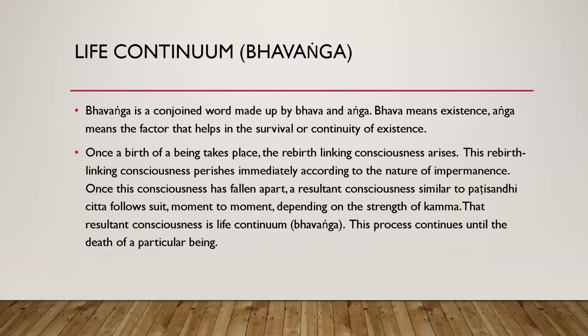So the second one is life continuum, bhavanga. Bhavanga is a conjoined word made up of bhava and anga. Bhava means existence, anga means the factor that helps in the survival or continuity of existence. Once the birth of a being takes place, the rebirth linking consciousness arises. The rebirth linking consciousness perishes immediately according to the nature of impermanence. Once this consciousness has fallen apart, a resultant consciousness similar to Patisandhi follows suit moment to moment depending on the strength of karma. That resultant consciousness is the life continuum, bhavanga.